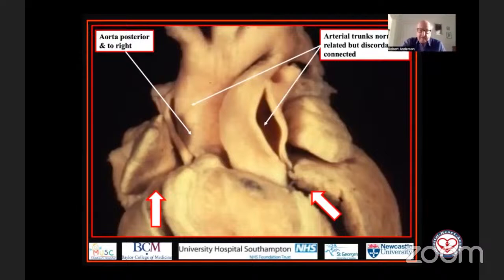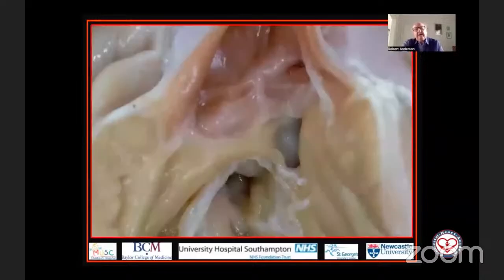And the finding of this lesion produced great problems for those who demanded that the aorta had to be anteriorly positioned before it could be described as being transposed. And there are then further problems.